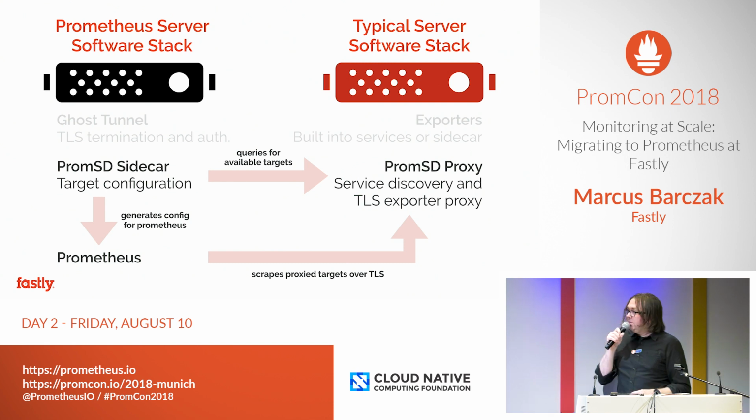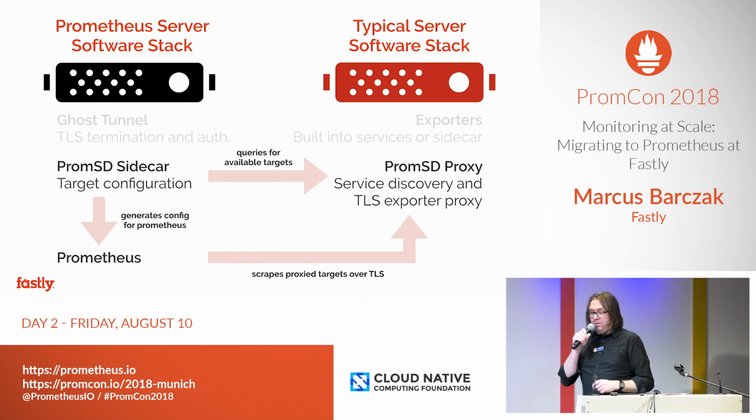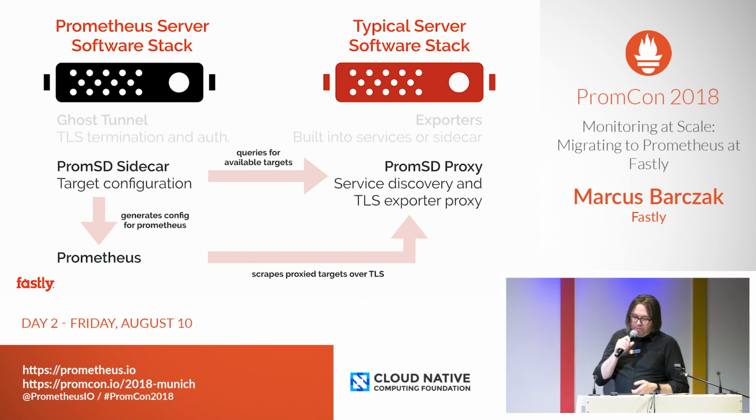At a very high level, going back to the original diagram, these are the interactions of the two components. The sidecar queries the proxy to say, hey server, what targets do you have available for me to scrape? The sidecar also generates the configurations that Prometheus uses. And Prometheus then calls the proxied endpoints via the proxy, what we're exposing externally. And then that takes care of it getting routed to the actual exporter running on the machine.